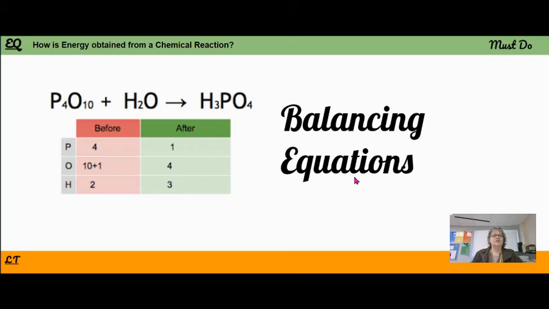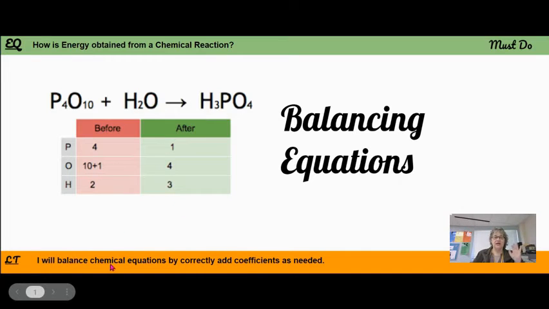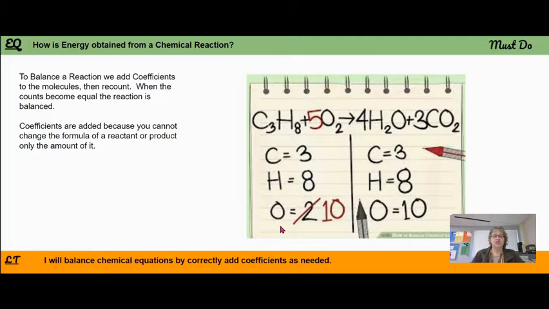Okay, Hawks. So we finished learning about counting. Now we need to learn how to balance. And so again, at the end of this lesson, you will be able to balance chemical equations by correctly adding coefficients as needed. Okay? So to balance a reaction, we add coefficients to the molecules, then recount. When the counts become equal, the reaction is balanced.